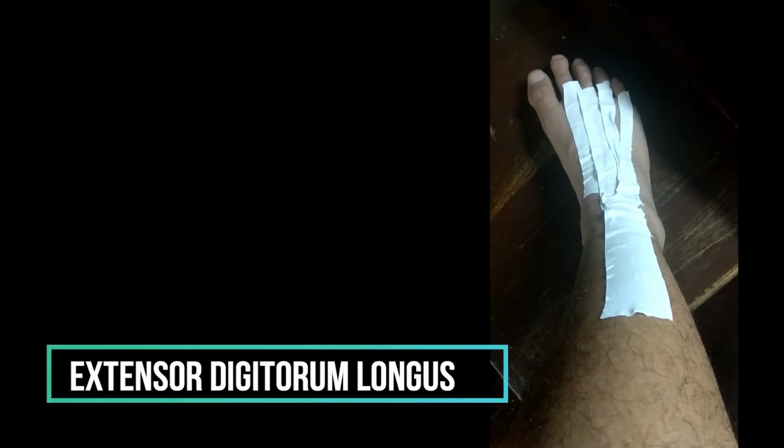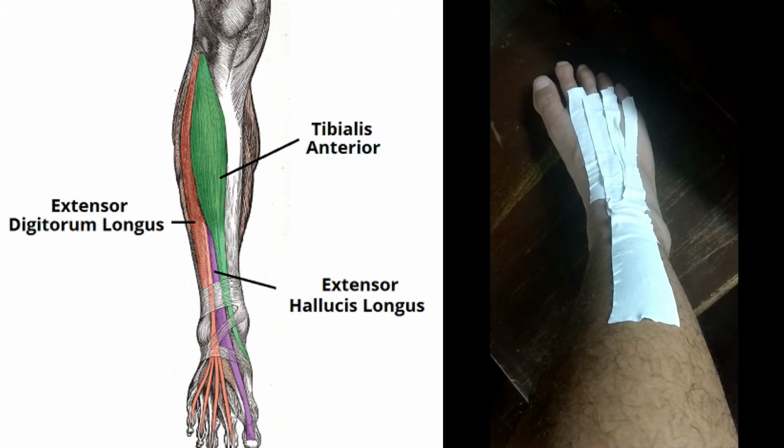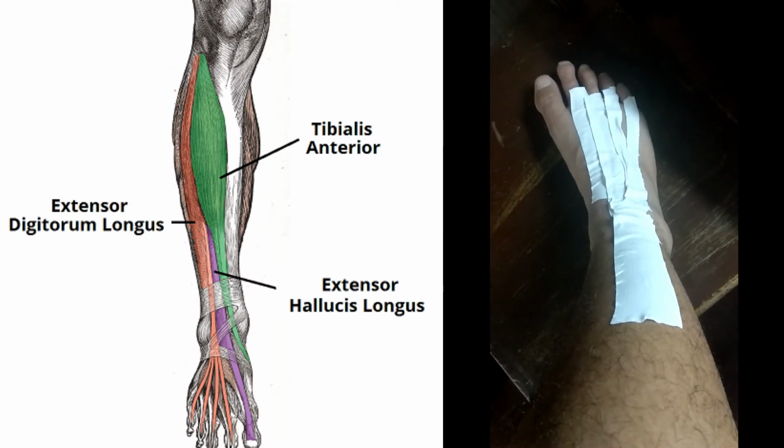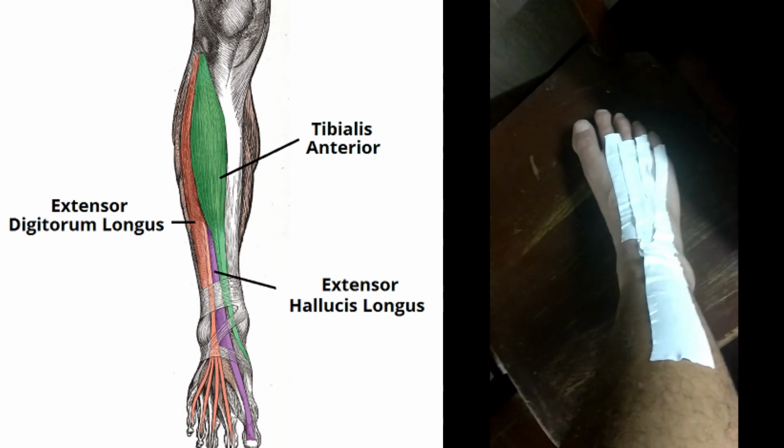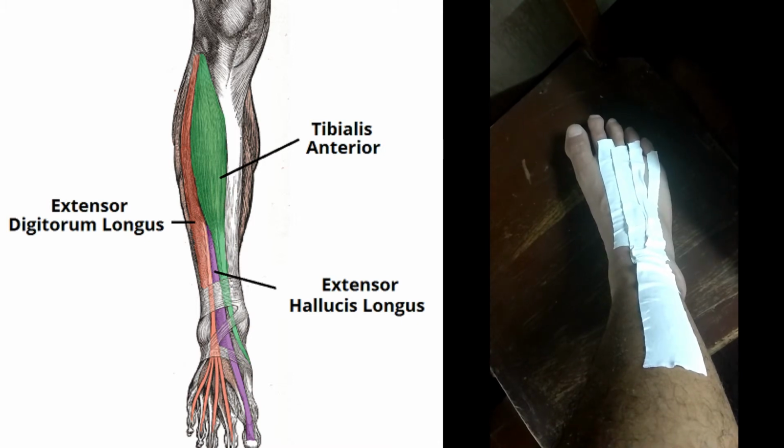Extensor digitorum longus. Origin: anterior lateral condyle of tibia, anterior shaft of fibula, and superior 3/4 of interosseous membrane. Insertion: dorsal surface, middle and distal phalanges of lateral 4 digits.